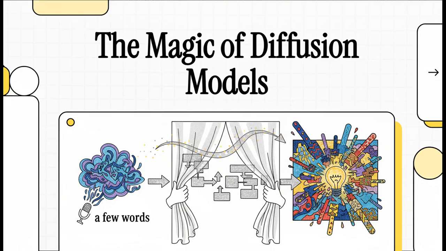You've seen them everywhere, right? These absolutely stunning, sometimes bizarre images created by AI from just a few words of text. It seriously feels like magic. Well, today, we're going to pull back the curtain and show you exactly how the trick is done.